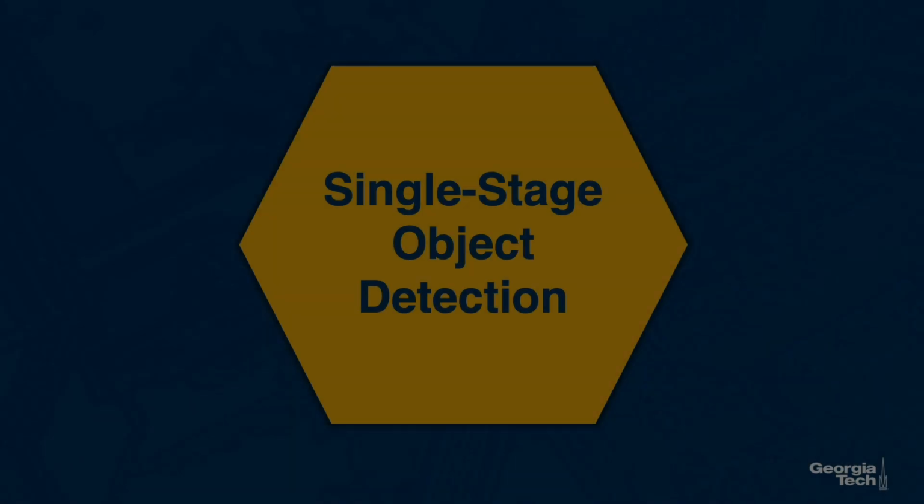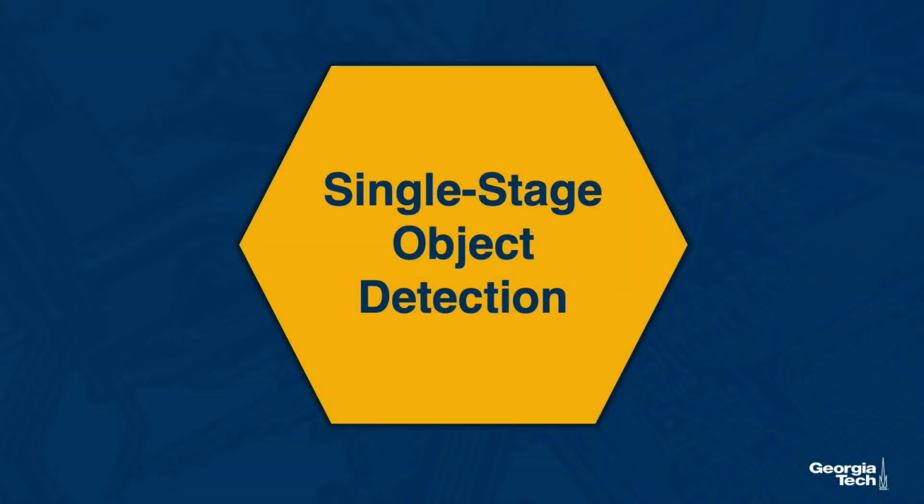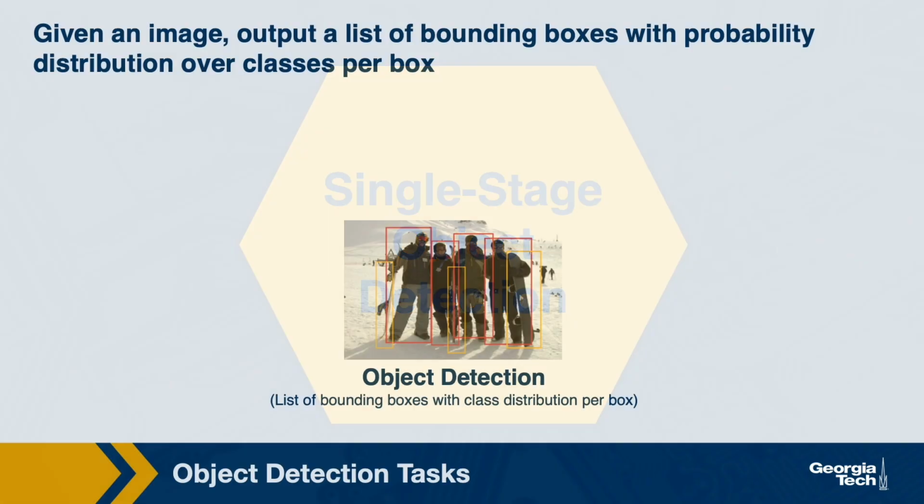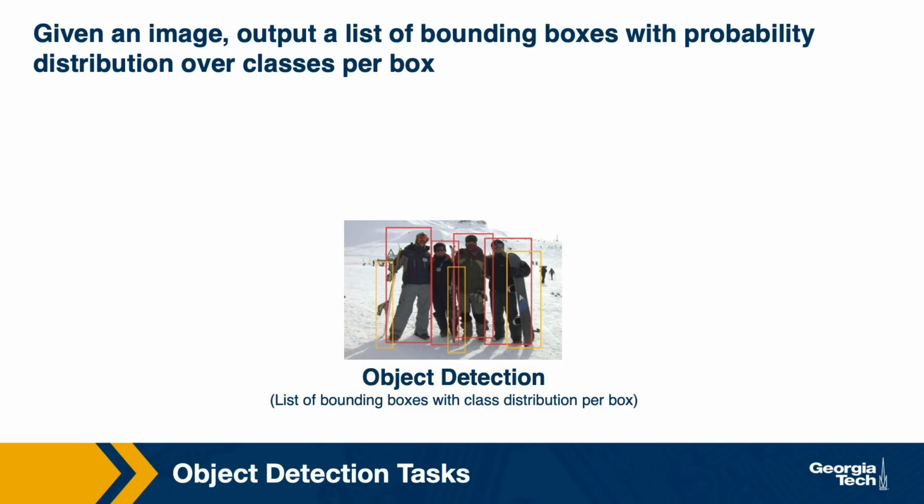In this lesson, we'll talk about object detection, and specifically single-stage methods that take images and try to directly output a set of bounding boxes with predictions for each of them. In object detection, we're given an image, and we want to output a list of bounding boxes with a probability distribution over the classes for each box. There are several problems here. First, we have a variable number of boxes. We don't know how many objects will appear in these images, and so it could be as little as 0, or it could be as many as thousands or more.